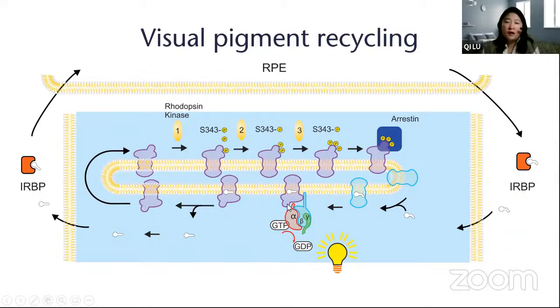Rhodopsin will change to rhodopsin star and dissociate from the all-trans-retinal. All-trans-retinal will be transported by IRBP to the RPE, then isomerized to 11-cis retinal, then delivered back into the photoreceptor. The rhodopsin star binds to rhodopsin kinase, which puts a lot of phosphate onto the rhodopsin. After phosphorylation, the phosphorylated rhodopsin star binds to arrestin, and at this step the rhodopsin star is totally inactivated.